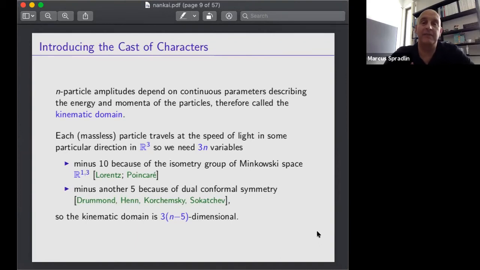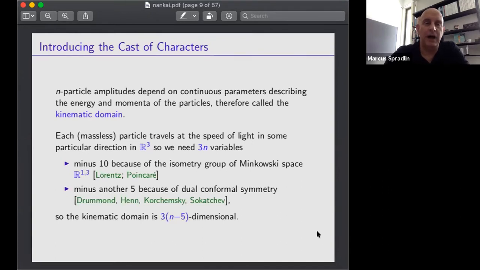So right away at the end of Anastasia's talk, there was a question about 4 and 5 particle amplitudes. And indeed, once you factor in the dual conformal symmetry, these are essentially trivial. For example, even if you plug in n equals 5 here, you get a 0-dimensional space telling you that there's no room for non-trivial functional dependence on any of these kinematic variables if you have less than 6 particles.